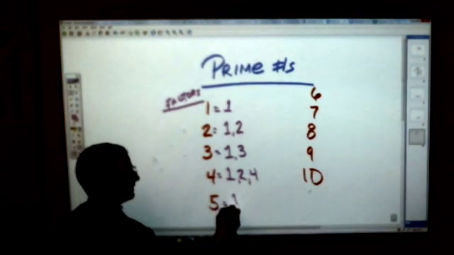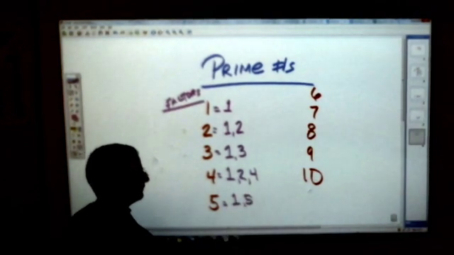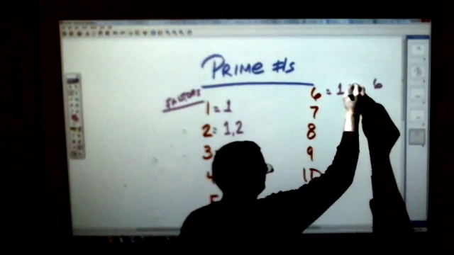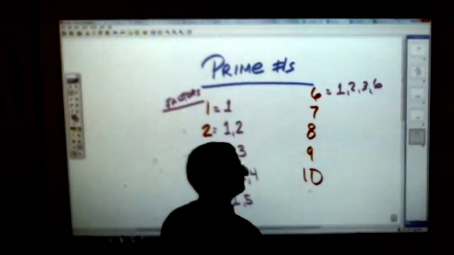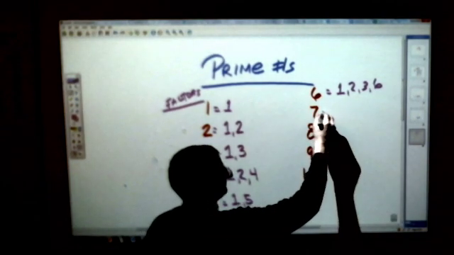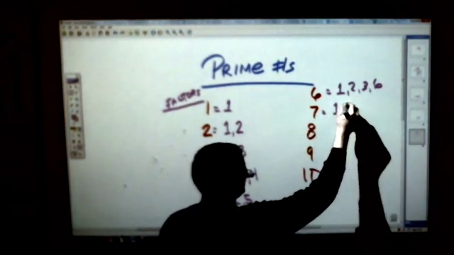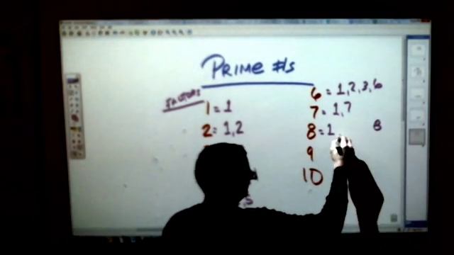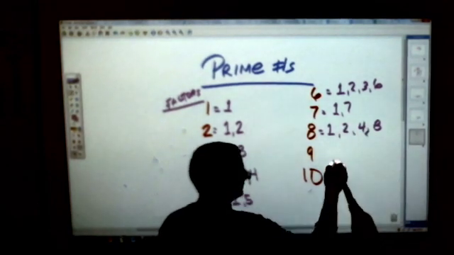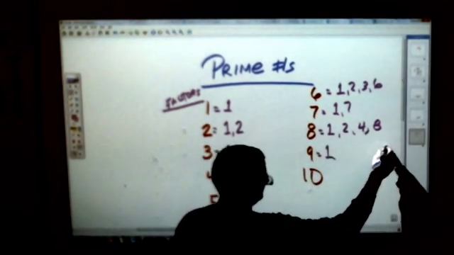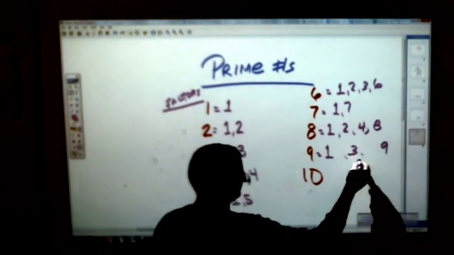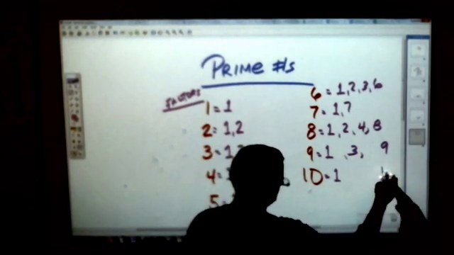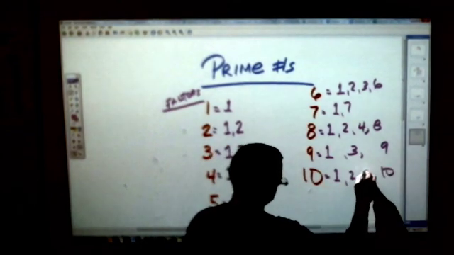What times what gives you 5? 1 and 5. 6, you have 1 times 6 and 2 times 3, right? 7 is just 1 times 7. 8 has a few factors, 1 times 8 and 2 times 4. 9 is 1 times 9, and 3 times 3, I guess it's just 3. And then 10 is 1 times 10 and 2 times 5.